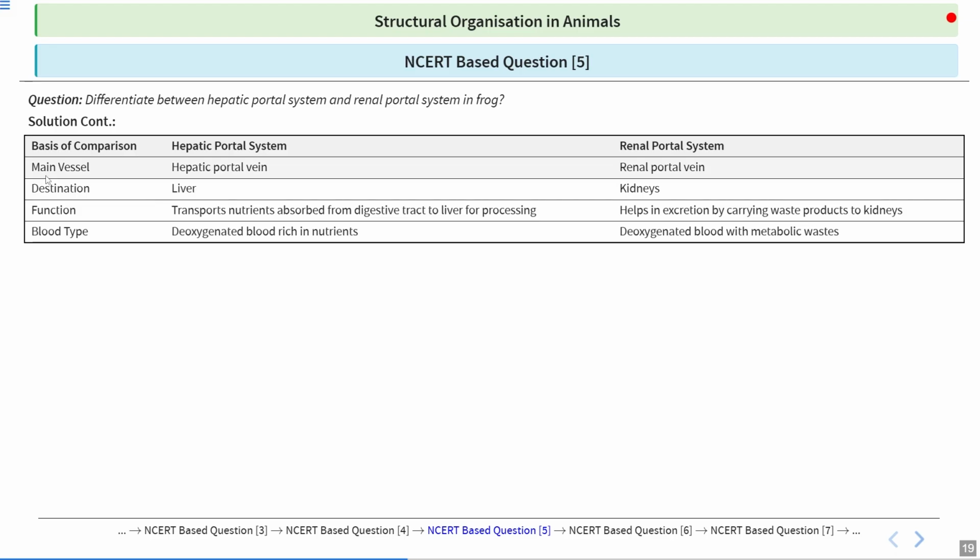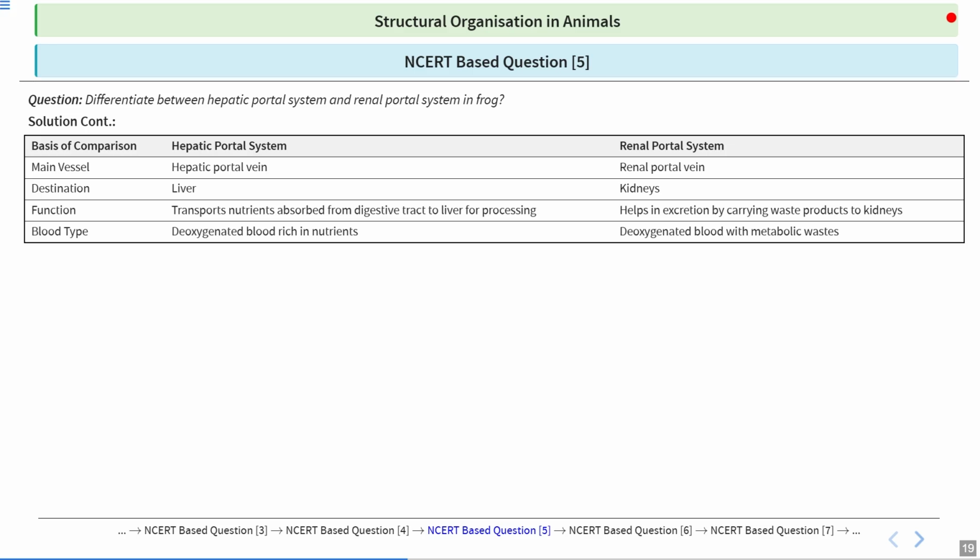Some more differences are there. Main vessel. What is the main vessel in the case of hepatic portal system? That is the hepatic portal vein. And similarly for the renal portal system, the main vessel, here the vein, is the renal portal vein, right? What is the destination in the hepatic portal system? Liver. Destination means this hepatic portal vein is entering the liver. And this renal portal vein is entering the kidney. That is the destination for the renal portal system, right?